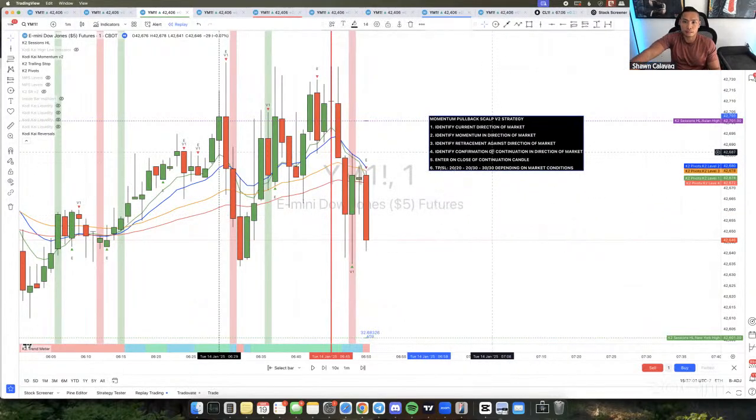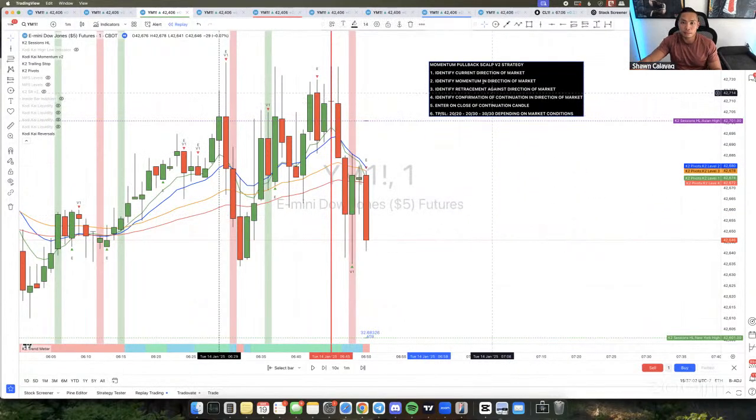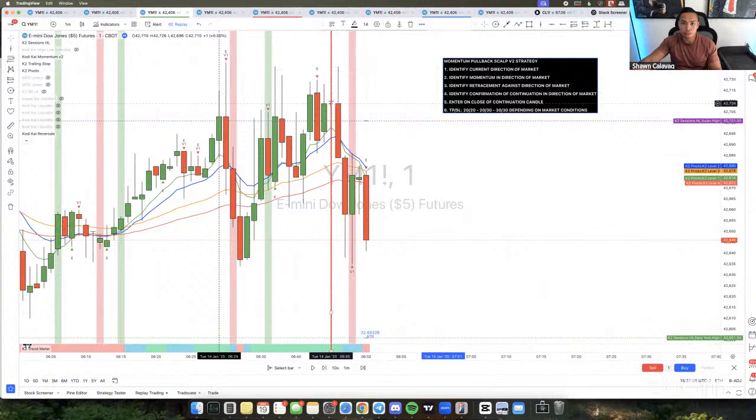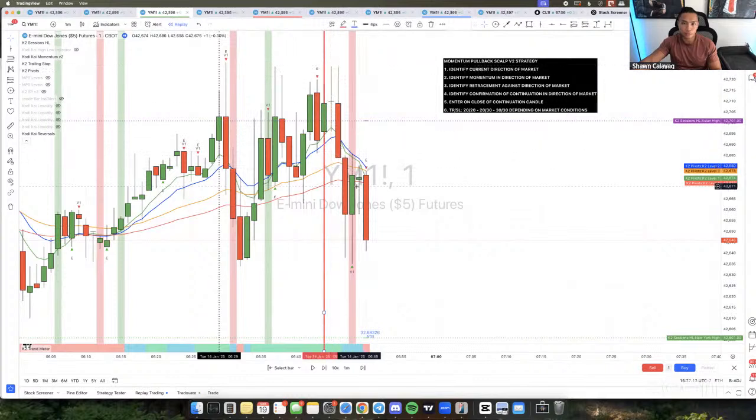All right, let's do this. So first step, identify direction of market. You can see the sellers are in control right here as price starts to push down, pushed up a high. We had a high point right here. And then from here, price started coming down. We had the sell signal that confirmed the direction. So step one, identify current direction.